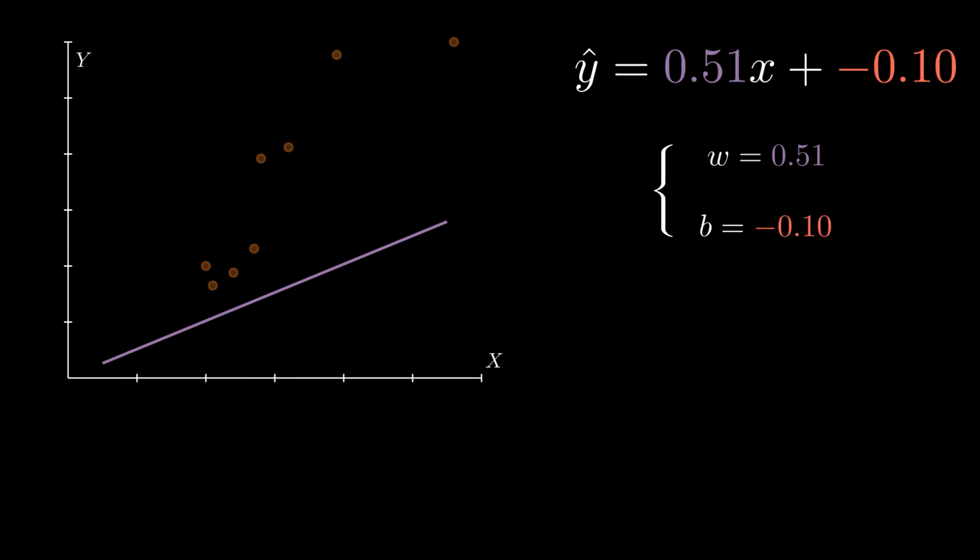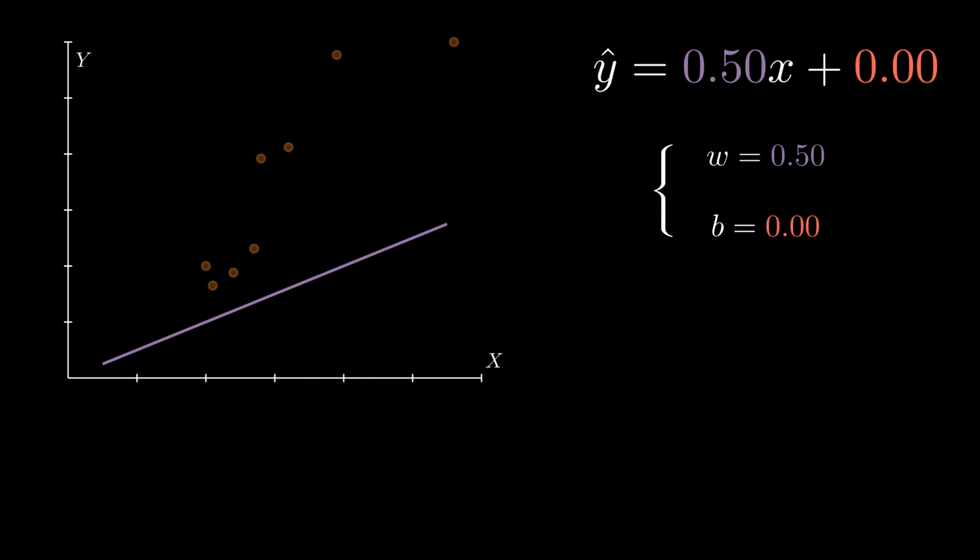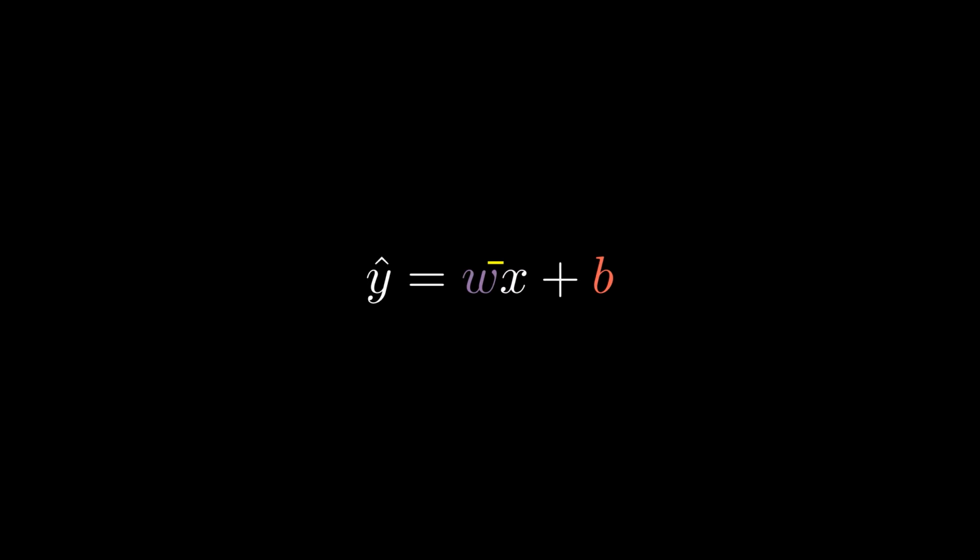Well, this is where error functions or loss functions come in. The major thing with model training is to find the best combination of the parameters w and b, which are the weights and biases that minimize the loss function. But what is a loss function anyway? Well, first we need to understand how errors are measured in regression and in machine learning in general.